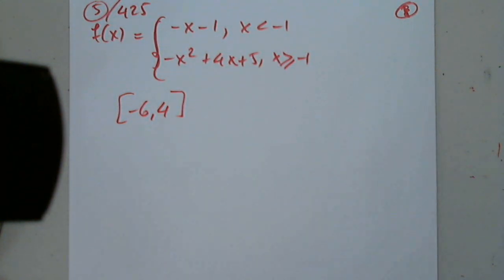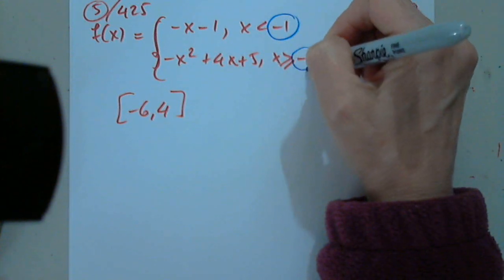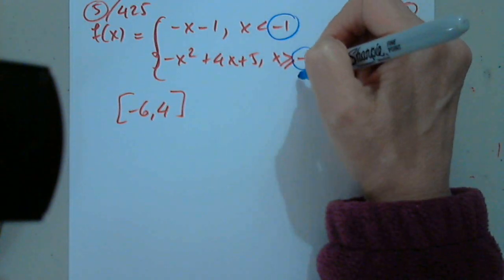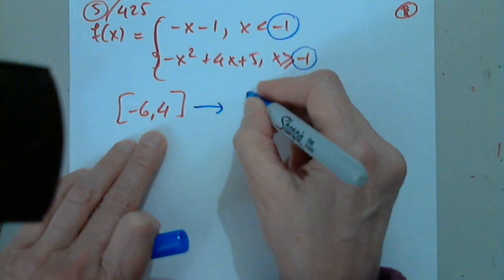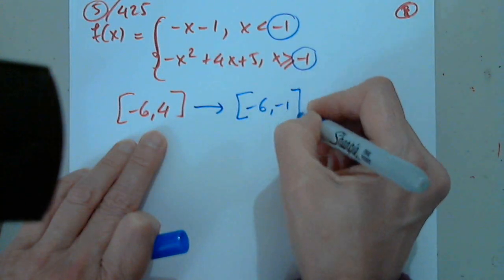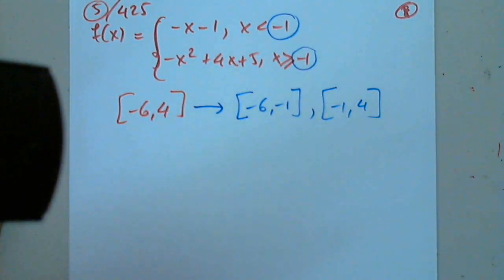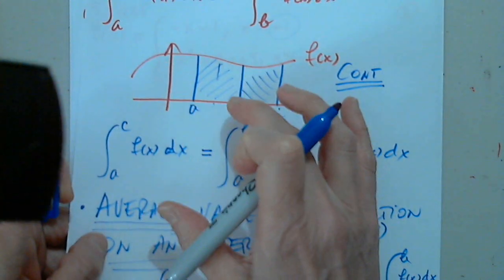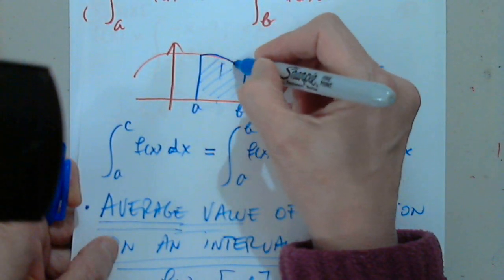So here's what we notice. There is a negative 1 somewhere in here. Is negative 1 between these two? Yes, it is. So basically, we are looking at two intervals, negative 6 to negative 1, and the interval negative 1 to 4. Negative 6 to negative 1, negative 1 to 4. Because this piece is one function and this piece is a different function.